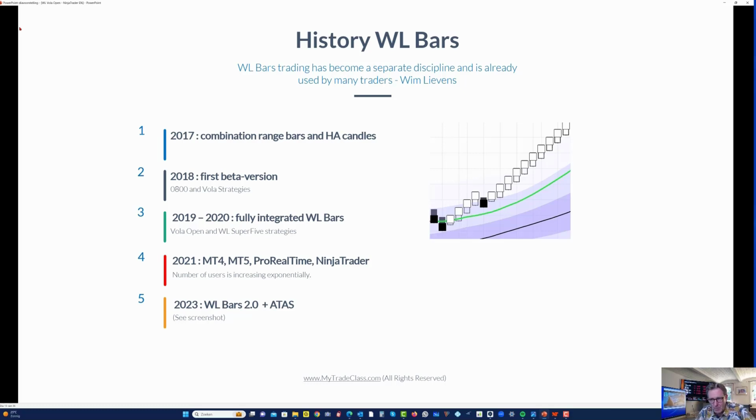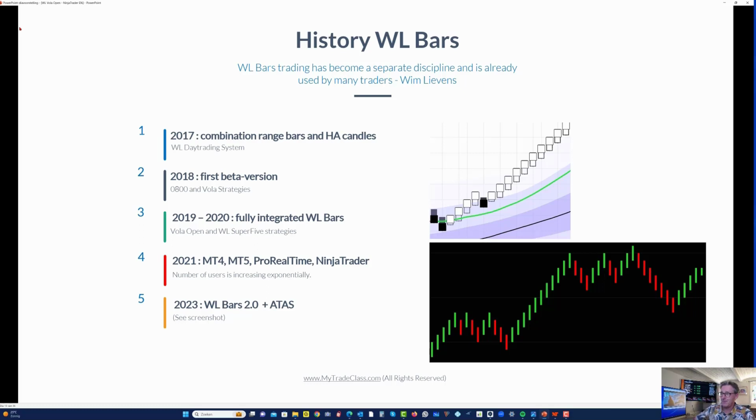And then in 21, I created the bars for MT4, MT5, Pro Real Time, NinjaTrader. And there was still a small update in 23, which even made them a little bit better. And we will also add the ATAS platform and maybe others. I can't say, but that's where we are so far. Time flies. So first version on the top, and that is where we are today.